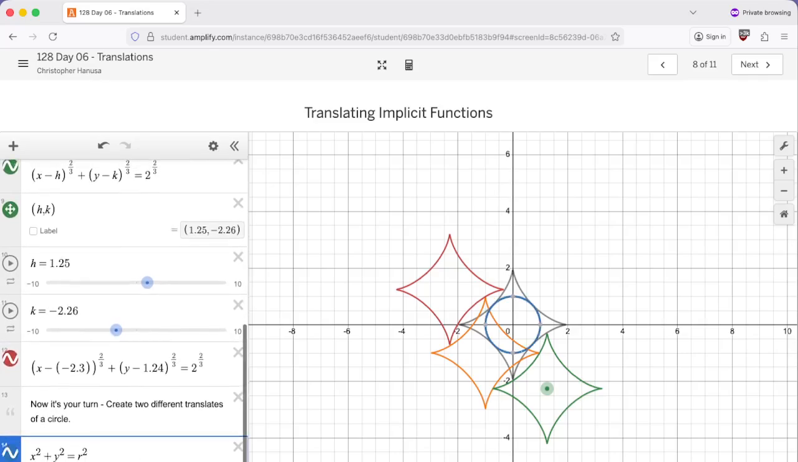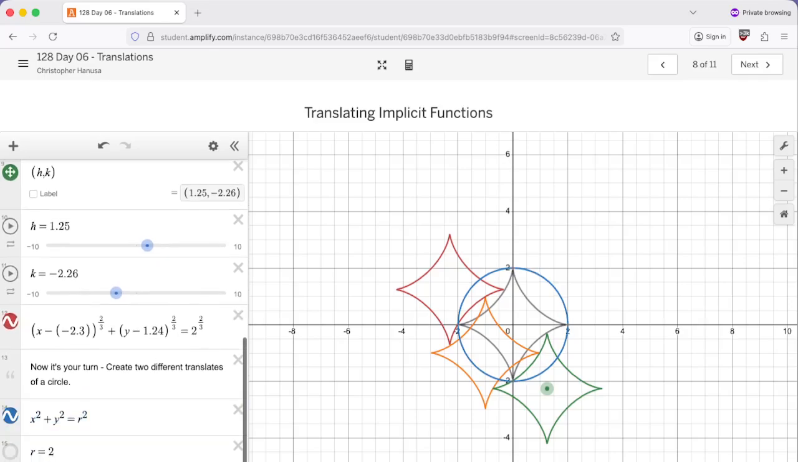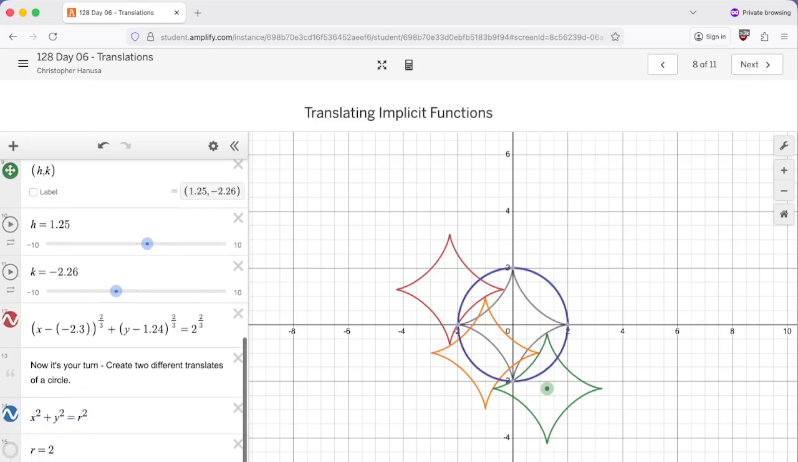Okay, we'll put a slider here for the radius, and let's figure out what radius we want. Maybe we want this one. So what we want to do is translate this circle. To translate, remember, what do we have to do? We take x squared plus y squared equals r squared, and replace the x by x minus h, and the y by y minus k.